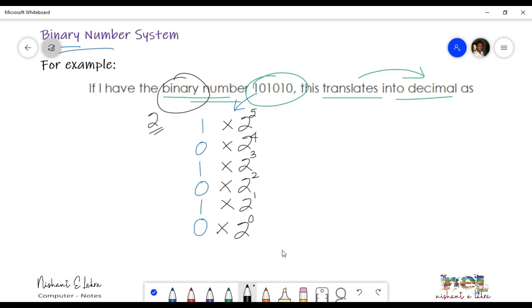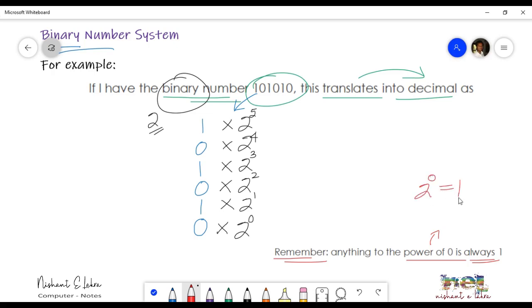Now let us simplify it, or let us solve it. There is one thing I want you to remember, that anything to the power of 0 is always 1. I have told you this when we were understanding decimal number system. You remember this always in your mind, okay? Anything to the power of 0 is always 1, which is also termed as naught, right? In mathematics we have learned this. Like 2 naught is equal to 1, 15 naught is equal to 1, or it can be 1056 naught is equal to 1, even 10 naught.